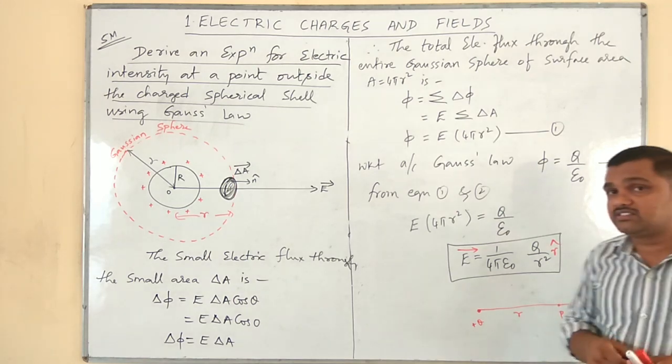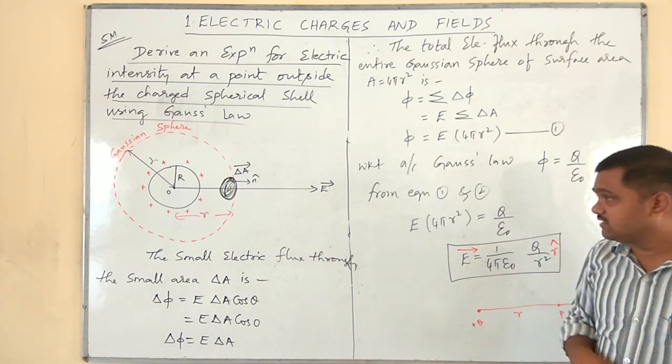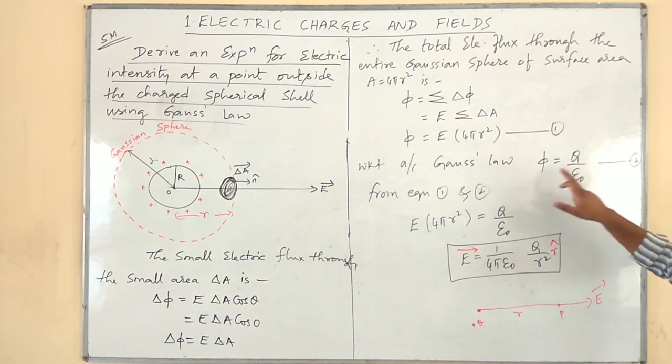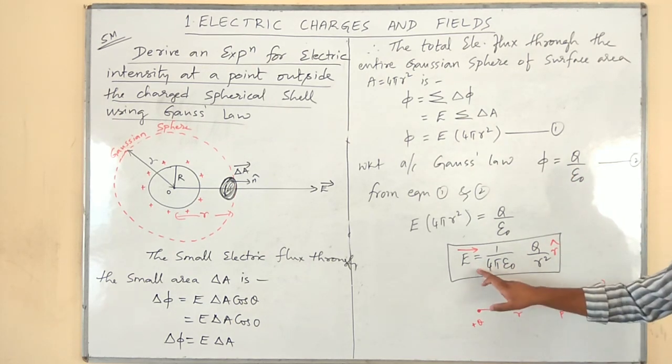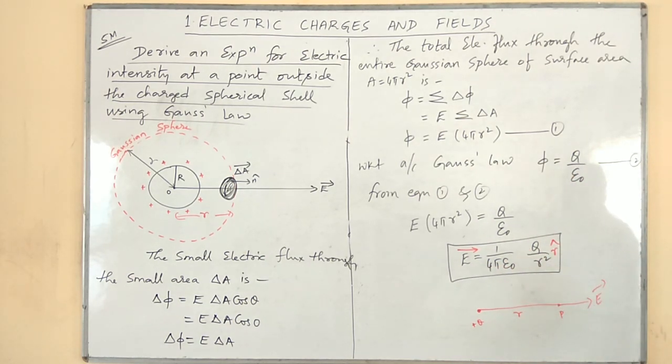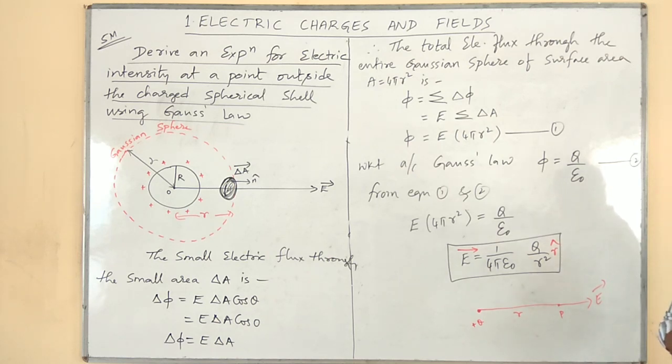Next, the third rule says that we have to compare this total electrical flux with the actual Gauss equation, that is phi is equal to Q divided by epsilon naught. On comparing these two, we get E is equal to 1 by 4 pi epsilon naught into Q divided by r square. It is in vector form. Okay, now, so this is the answer for this question. Suppose we derive an expression for electric intensity at a point just outside that charged spherical shell. Then what do we have to do?